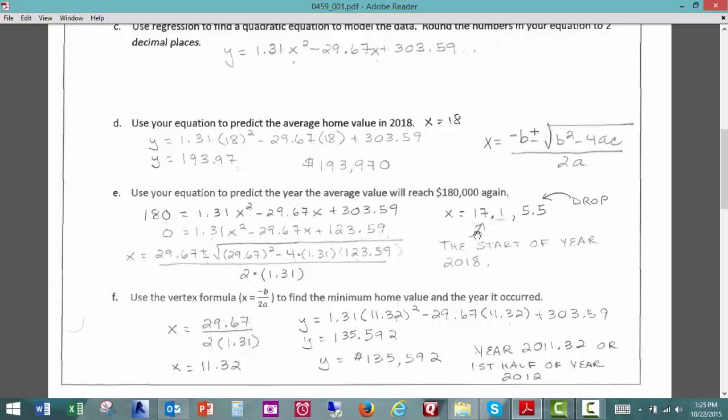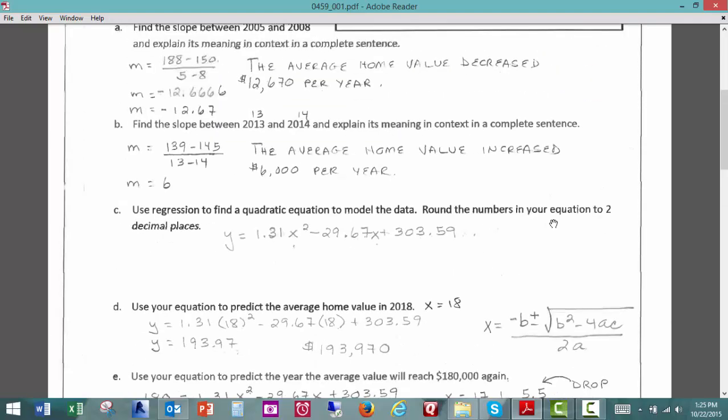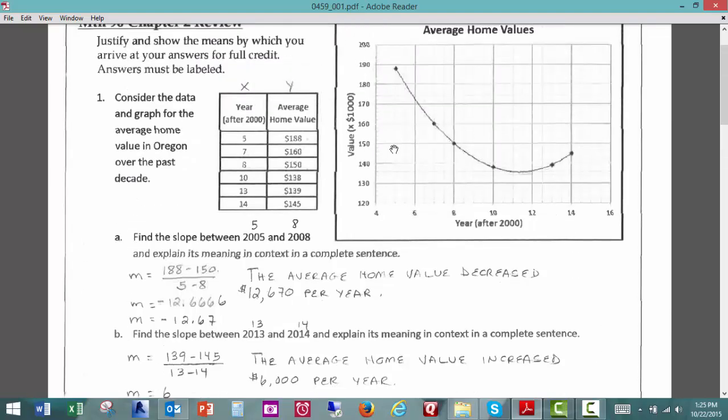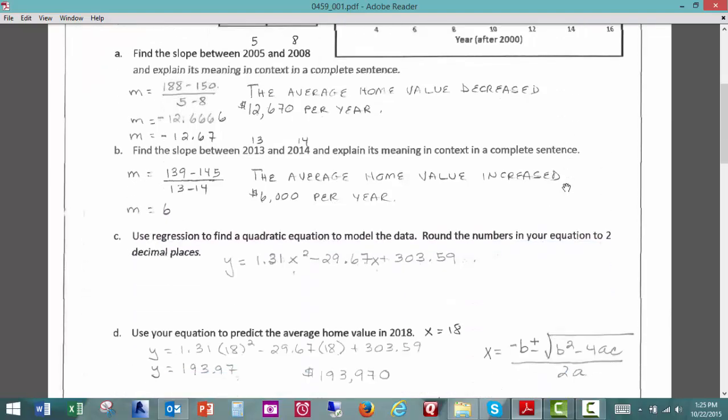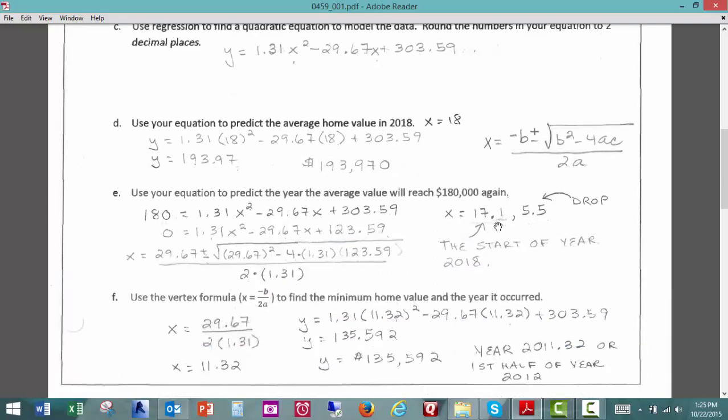So I said then in words, and I got two answers, by the way, this one right here and this one right here. And I have a notation here that I dropped this. Well, why would I want to drop this? Well, the question says, predict what happens in the future. Well, 5.5, according to my plot, is not what occurred in the future. I have to be out here. So that's why I can only use the 17.1. So my answer is, I know it's not a complete sentence here, but my answer is that this is going to occur at the start of year 2018.